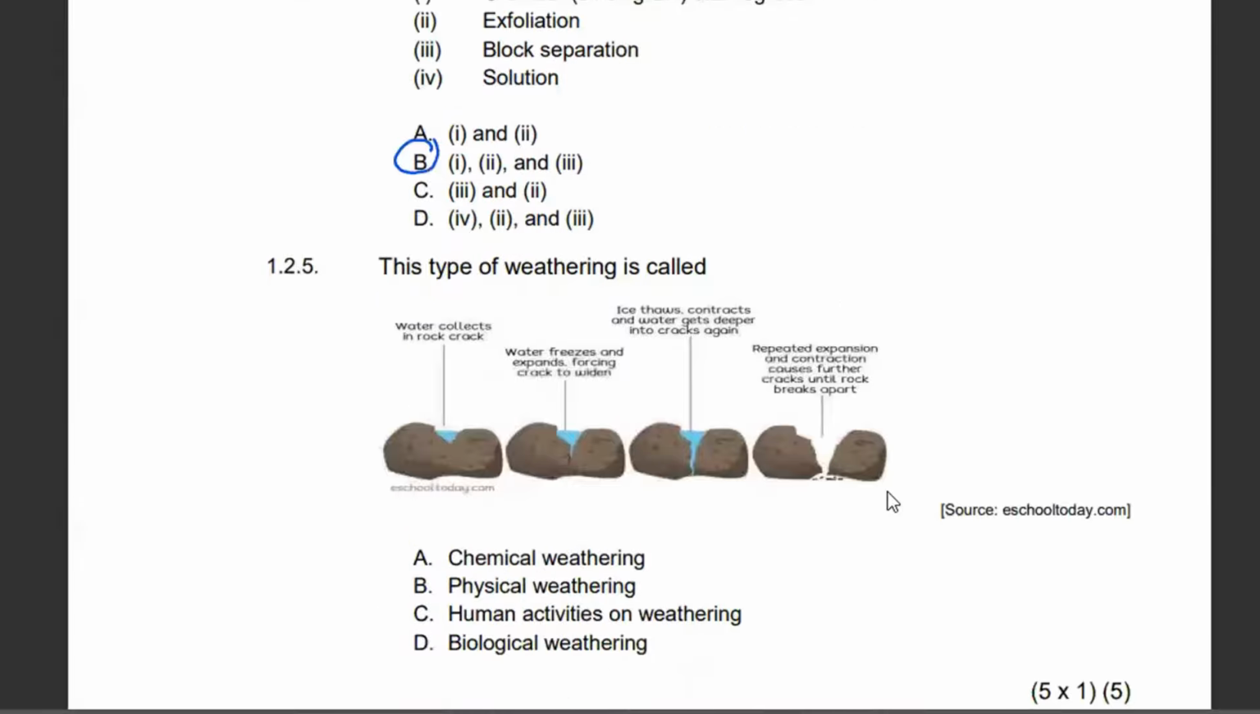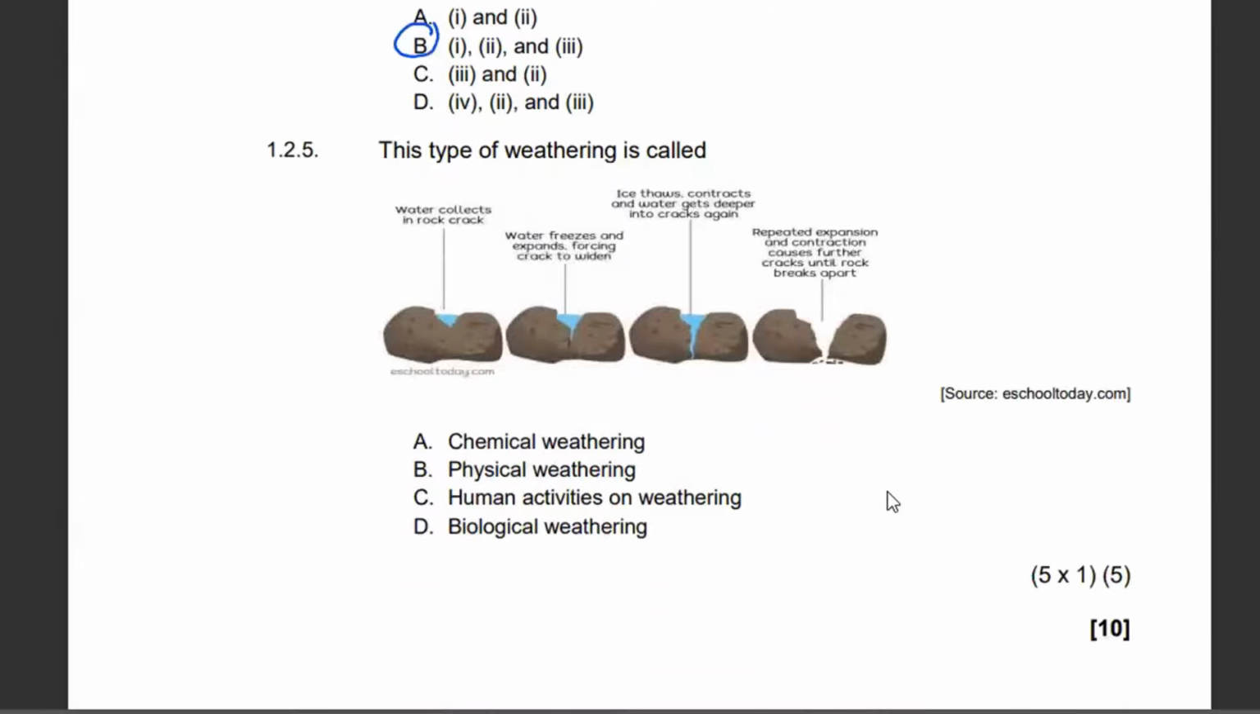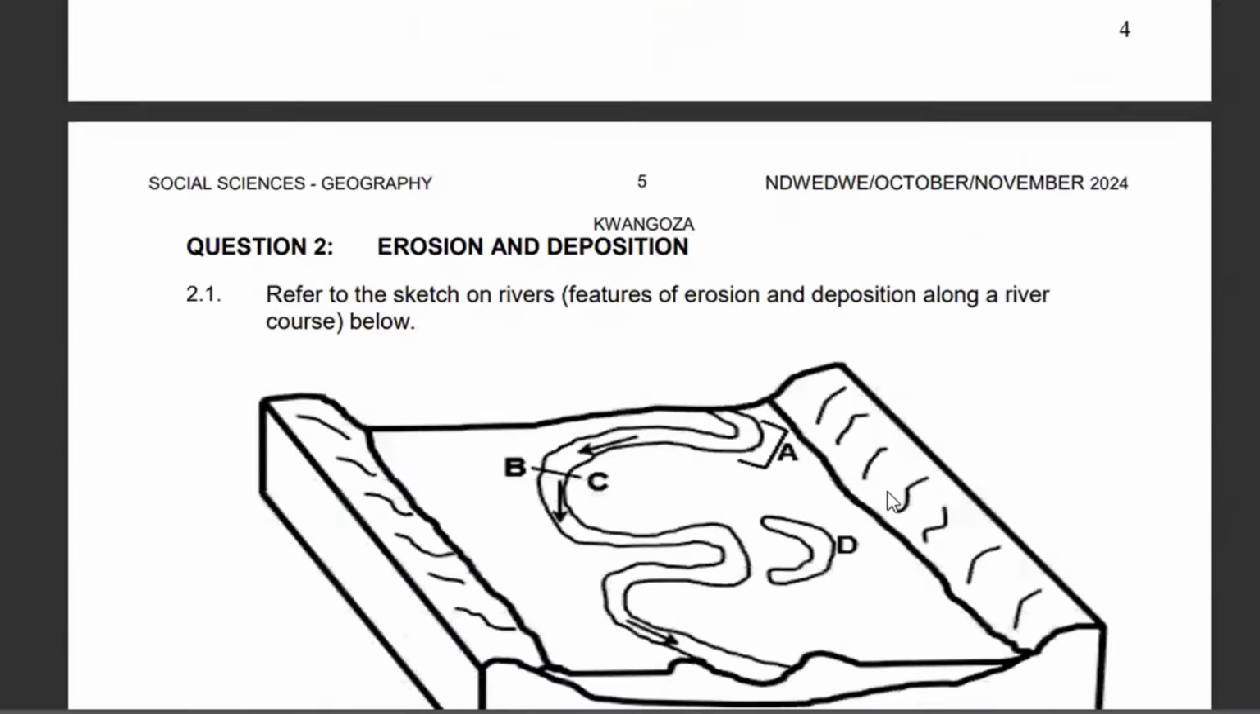Then we have, when you look at this type of weathering, is it chemical weathering, physical, human activities on weathering, or biological weathering? It is called physical weathering. Right. So let's go to erosion and deposition.